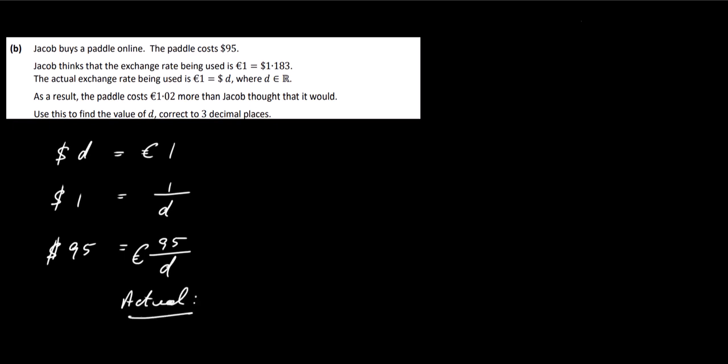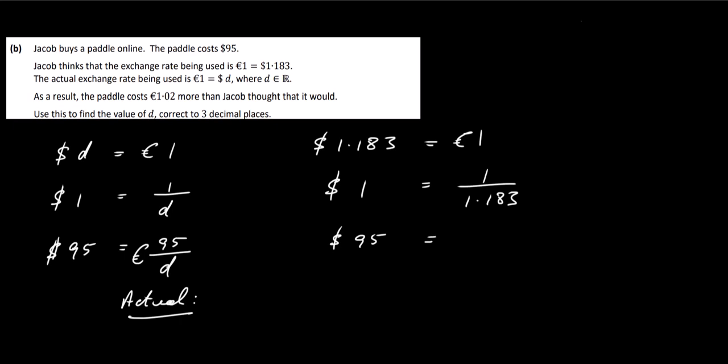Let's look at the amount that he thought he paid. So let's take the other exchange rate. $1.183 is equal to €1. So $1 would be equal to 1 over 1.183, and then $95, which is what it cost, would be equal to this here multiplied by 95, or just 95 over 1.183, and this is in euros. So this is how much he thought he actually paid.